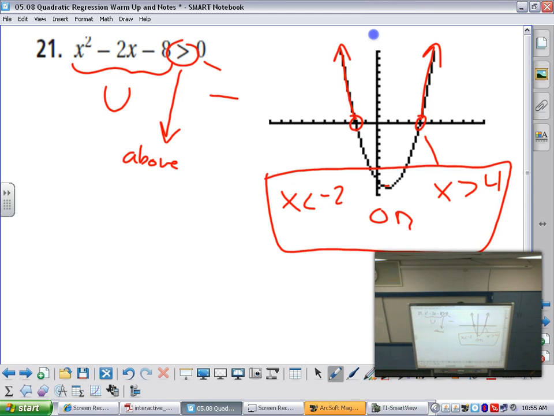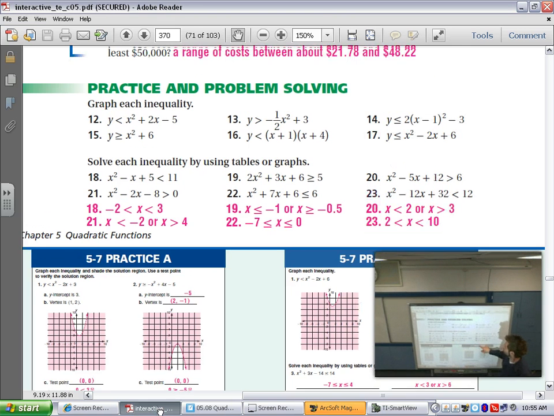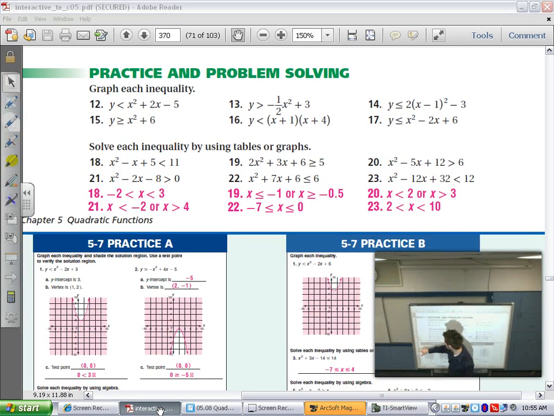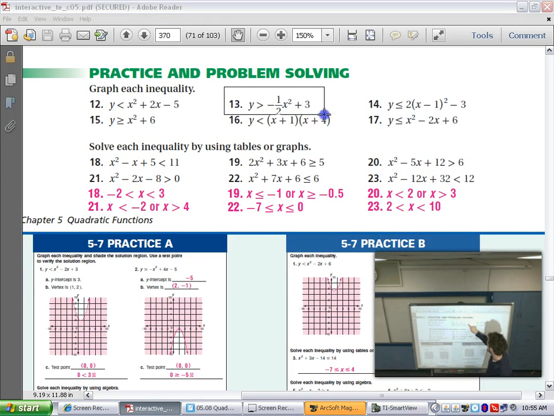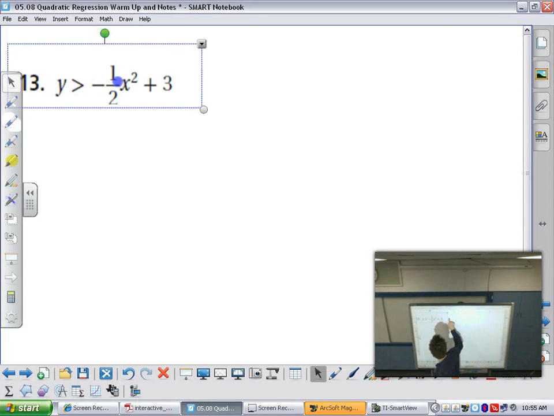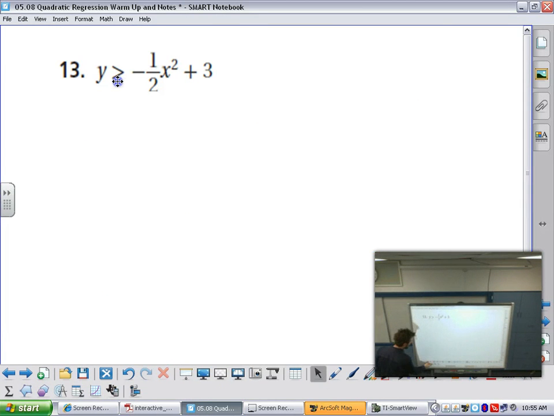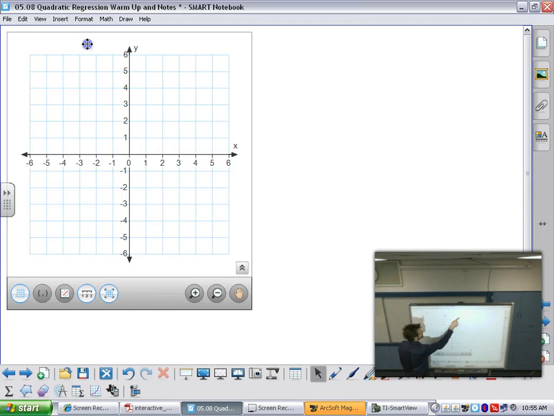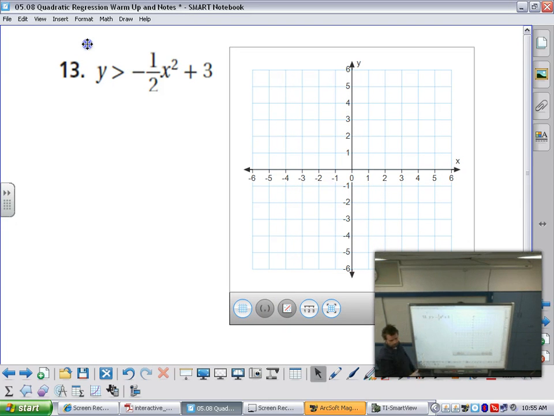Yep, 13. Is that one of the same kind? No? X squared. Oh, this one's with 2 variables. Oh, these are so much easier. Well, they're supposed to be. This one says graph each inequality, and immediately you see you've got a y and an x, and you go, oh, good. So I'm going to put it on a 2-dimensional coordinate plane and choose the shading.